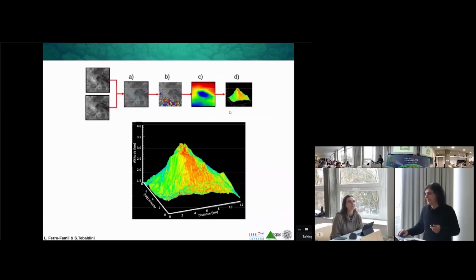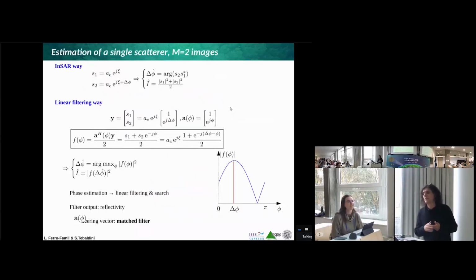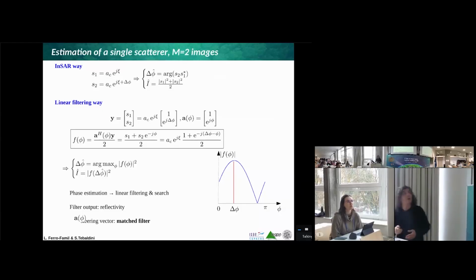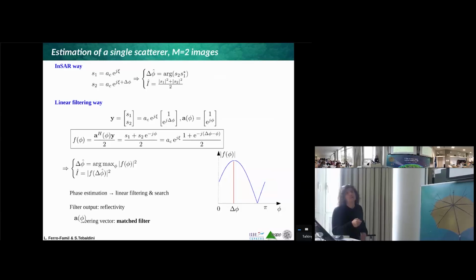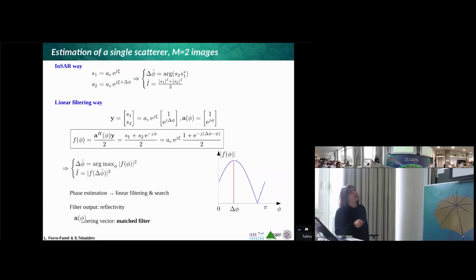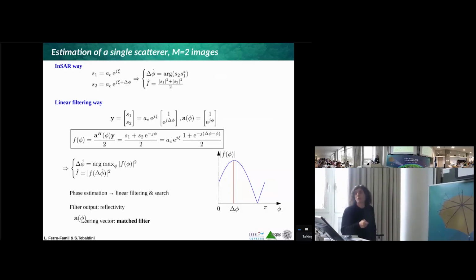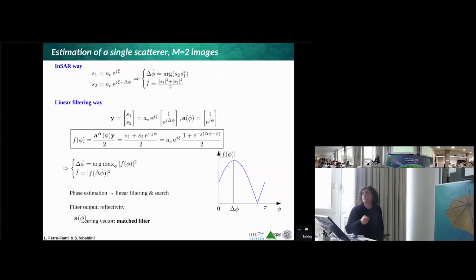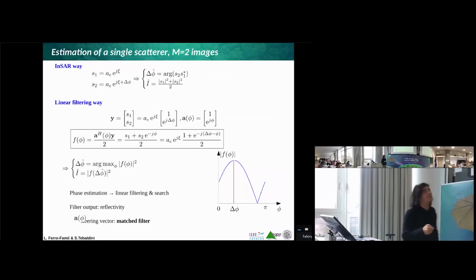Okay, maybe a comparison of interferometry and tomography in 2 minutes. How would you estimate the phase of an interferogram when you do interferometry? Of course, you take one image, you multiply by the complex conjugate of the other one, you take the argument, and you get the phase difference. Okay, this is how you do it. If you do tomography, you don't do it exactly this way.